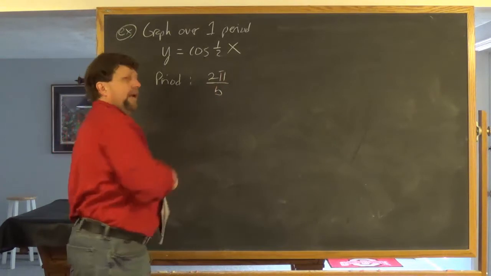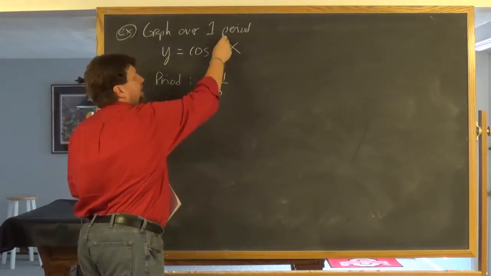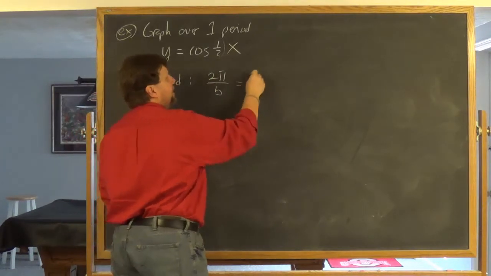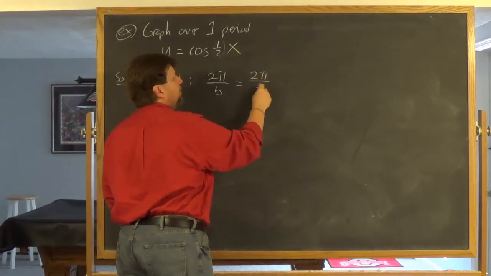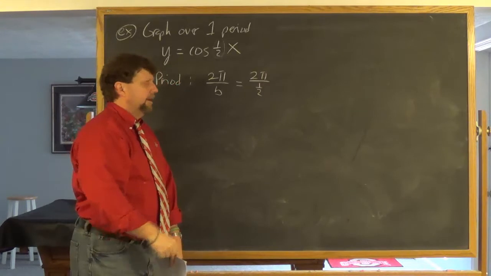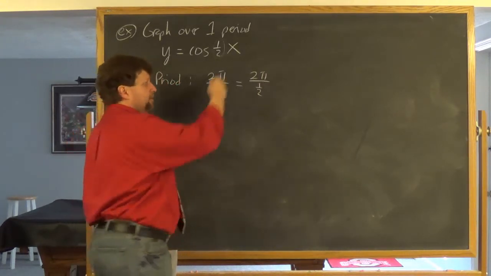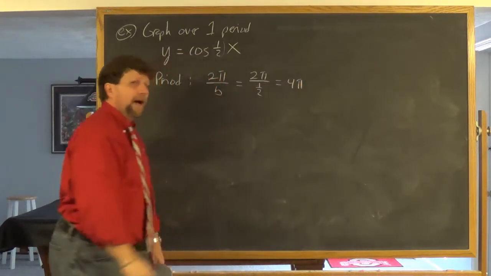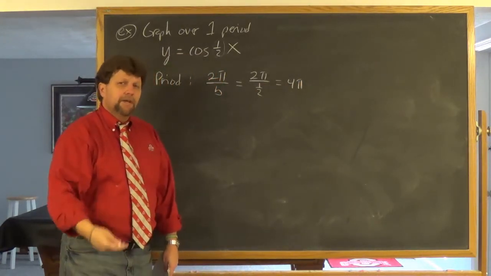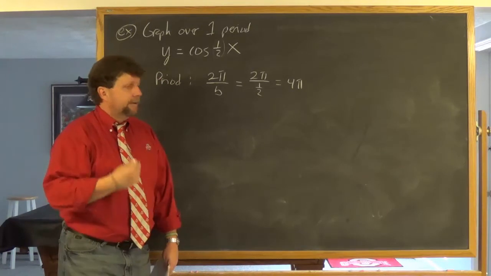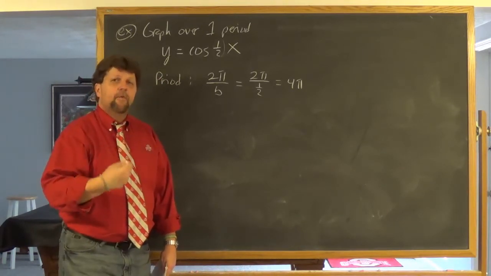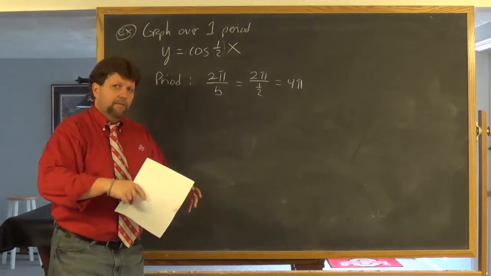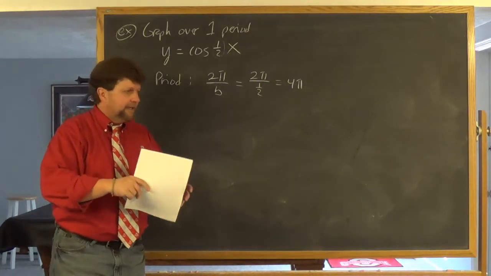Well, b is 1/2. See right here, that's your b, 1/2. So for this problem, the period is 2 pi over 1/2. That looks horrible, so let's clean that up. 2 pi over 1/2 is 4 pi. So that is the period of this function. It'll be the period of the graph. It is 4 pi.